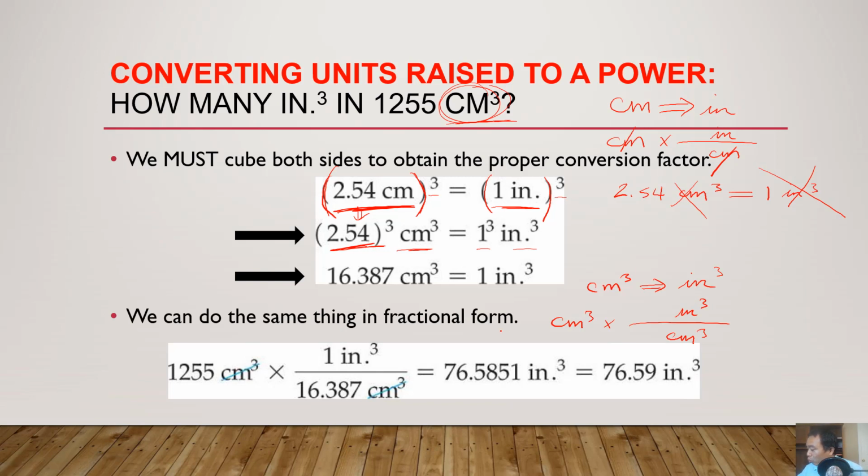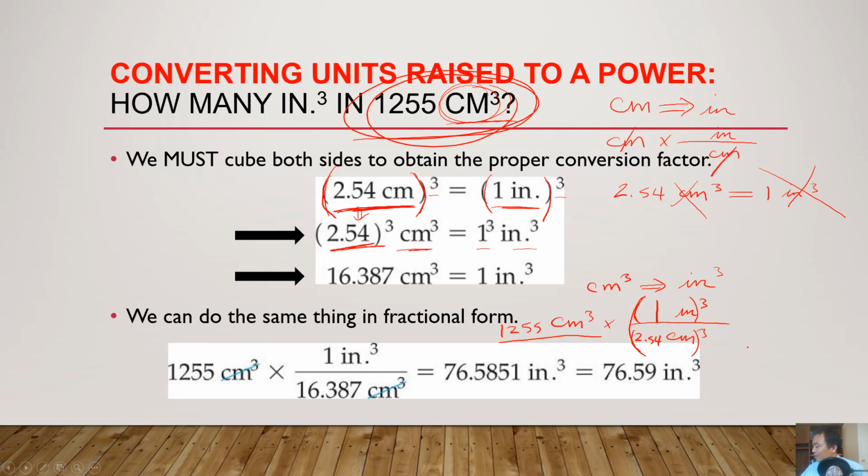Remember, 1255 is what is given. Don't cube this thing. You look at that, that's not cubed, right? But for the relationship, it's the whole thing cubed, or you can separate it, the top and bottom. That would be how many inches? It's 1 inch, and here's 2.54.